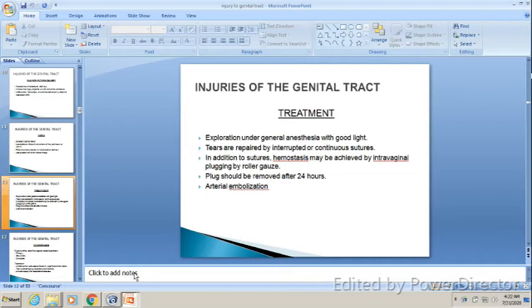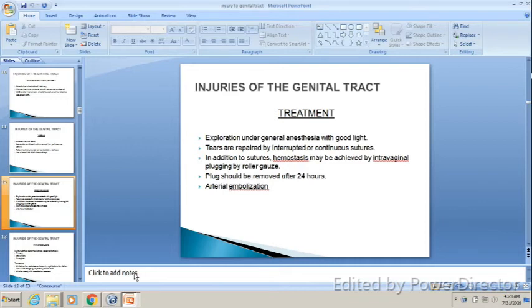Exploration under general anesthesia with good light. Tears are repaired by interrupted or continuous suture. In addition to sutures, hemostasis may be achieved by intravaginal plugging with roller gauze. Sometimes the bleeding is so high up that we do hemostasis with sutures, but there is still oozing. So we have to pack the vagina with roller gauze and remove it after 24 hours, not more than 24 hours, because the risk of sepsis is more. Sometimes the bleeding is so high that you are not able to control it.